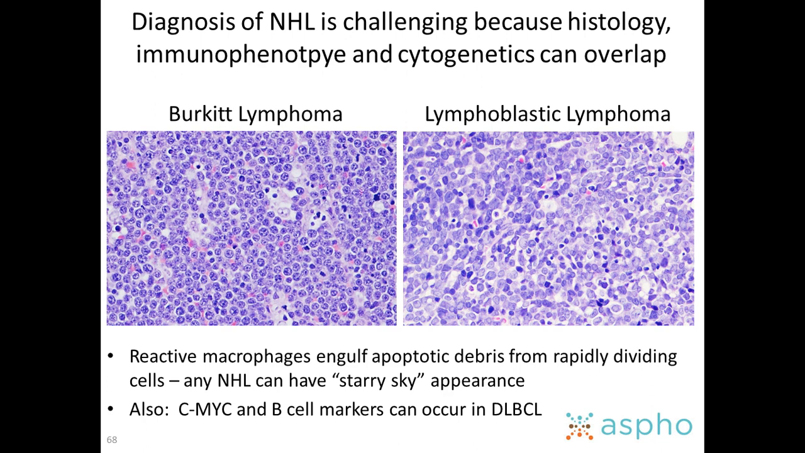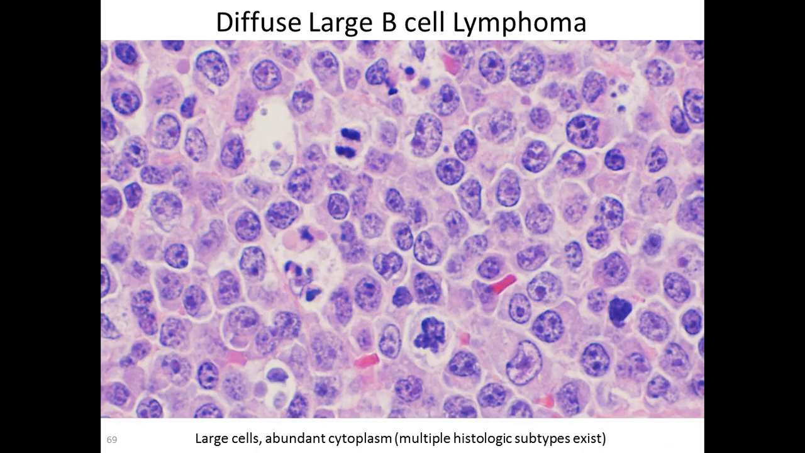In addition, c-MYC and B-cell markers are seen not only in Burkitt's, but also in diffuse large B-cell lymphoma. So here's diffuse large B-cell lymphoma. You get large cells, you get abundant cytoplasm. There are different histologic subtypes, but we do not currently risk stratify on those in pediatrics.